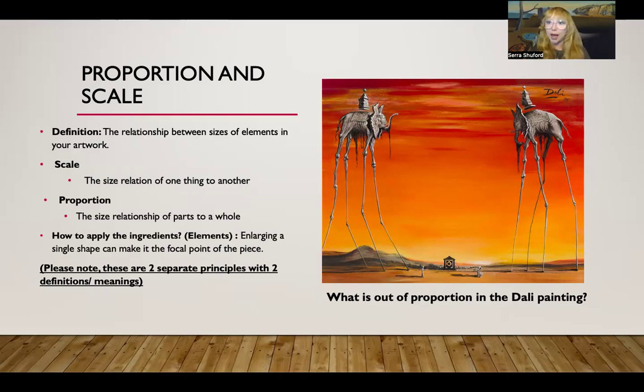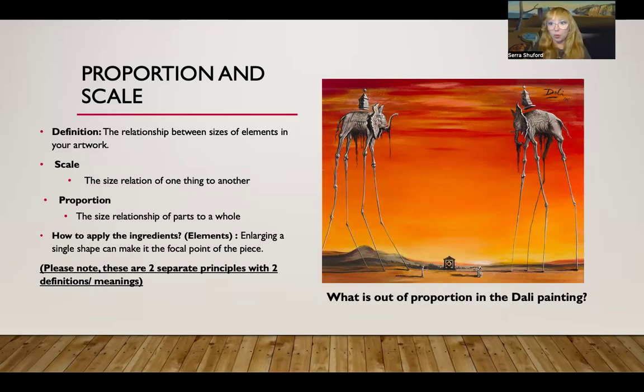If you want something to be out of proportion intentionally, you can do that in your work, and you can make that choice. So please know that these two are separate principles with two definitions and meanings. They both relate to scale, but they are very different. So I want you to answer, what is out of proportion in the Dali painting? And you can say how as well.